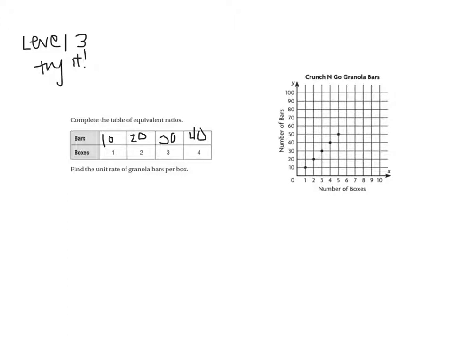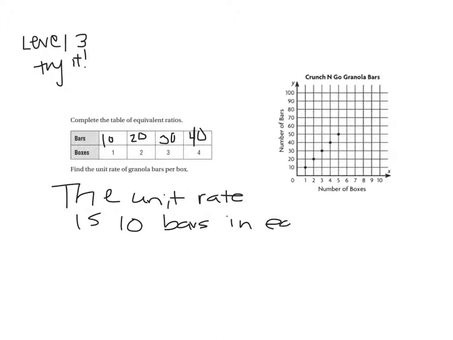So what is the unit rate? Find the unit rate of granola bars per box. The unit rate is 10 per box. I really don't like that stylus. 10 bars in each box. So you could easily figure out how many bars are in like 200 boxes because you know how much is in one box and you just need to be able to multiply. Hopefully you guys got that problem right. That is a level 3, so let's try another challenging one.